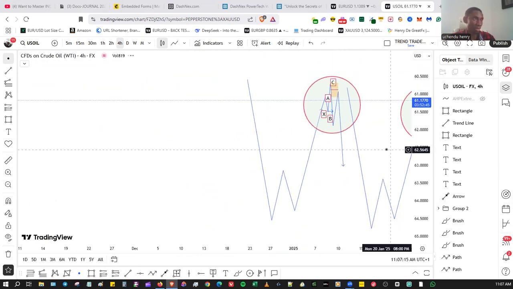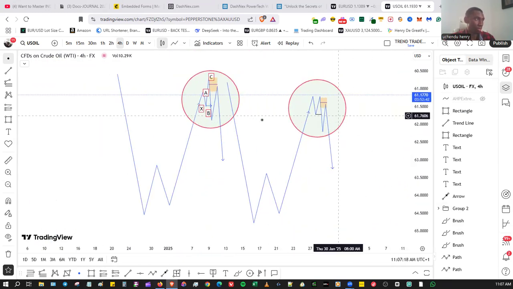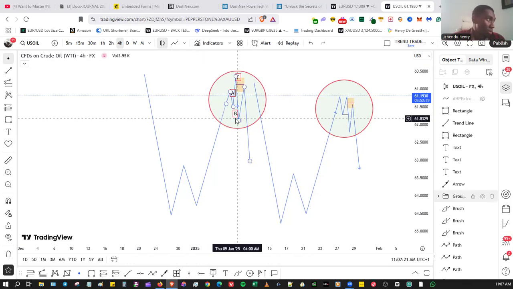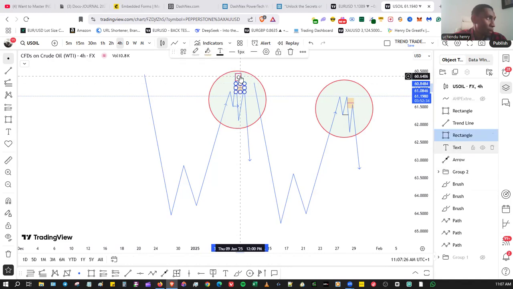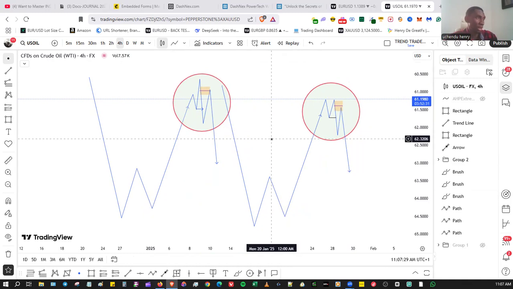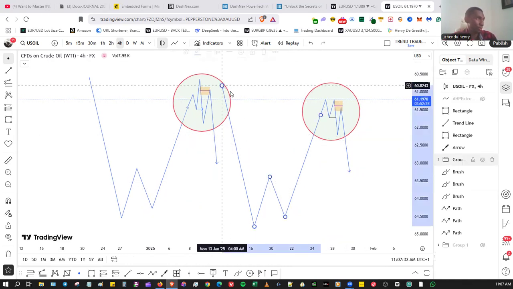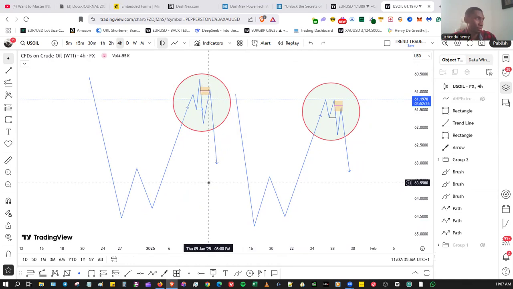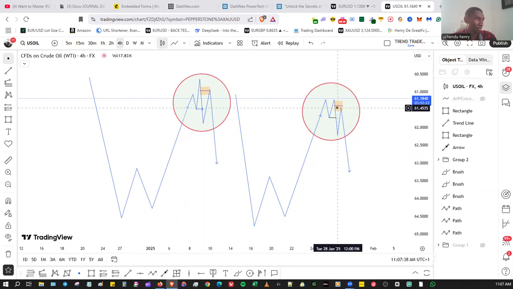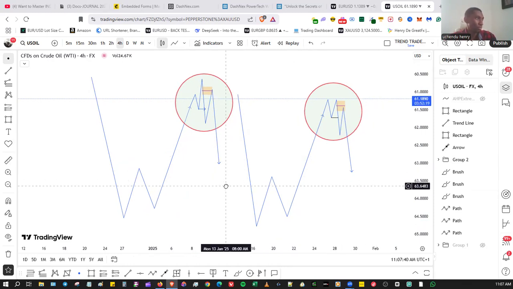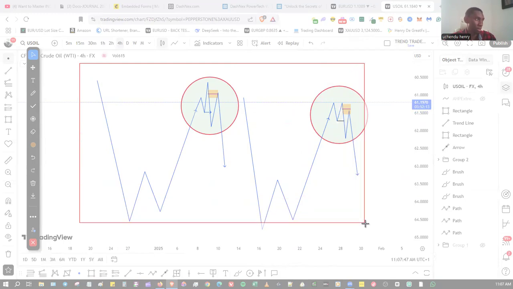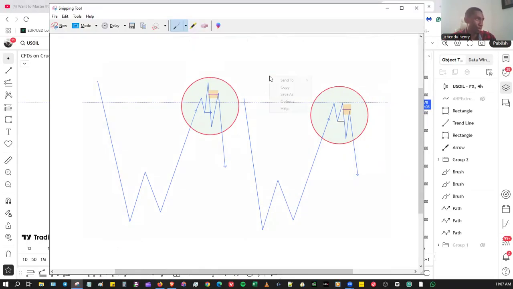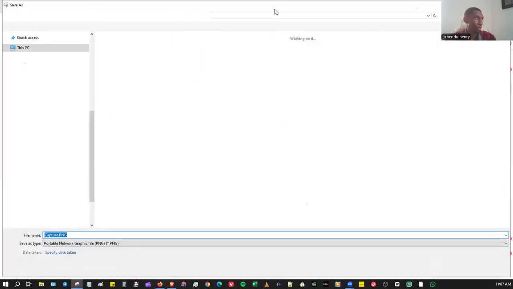Let me see if I can do that. Let me remove all of this, or just use this as an example, just to explain the concept to you guys. Okay, good. Let me see if I can take a screenshot of this. Okay, so I want to snap it so that I'll be able to save it.